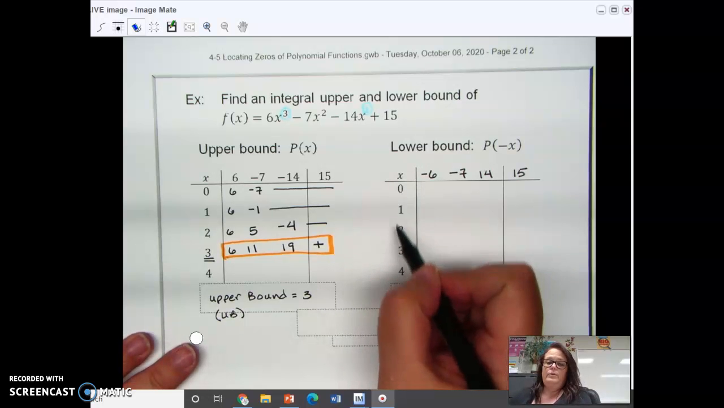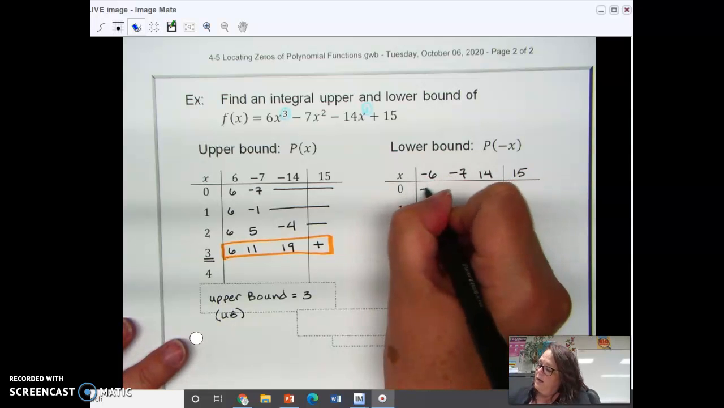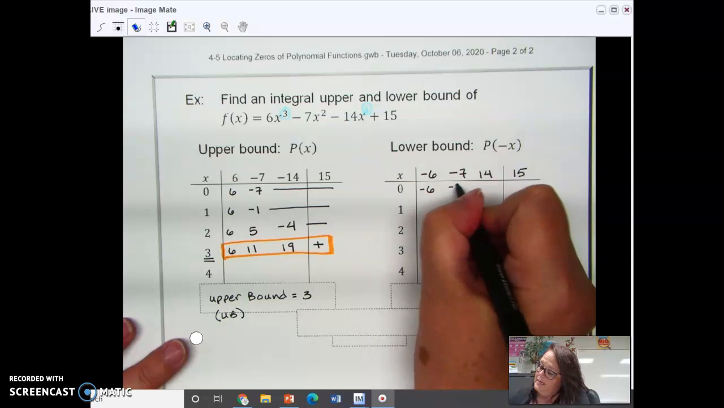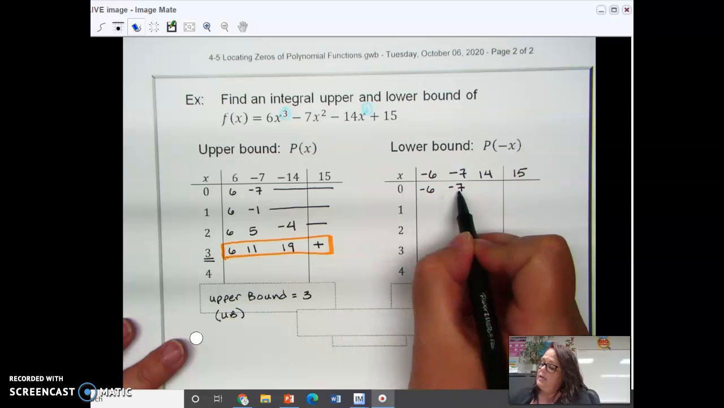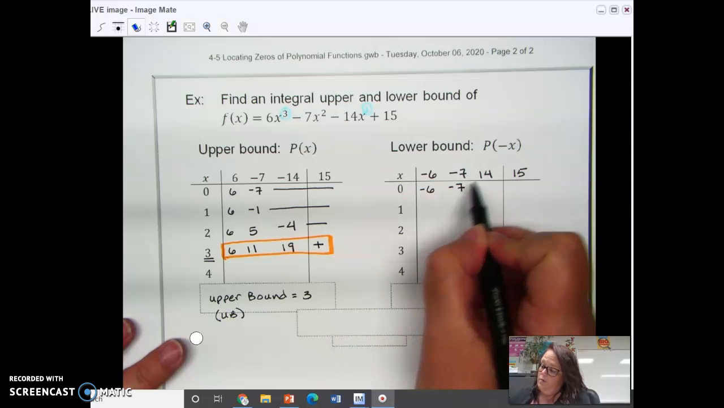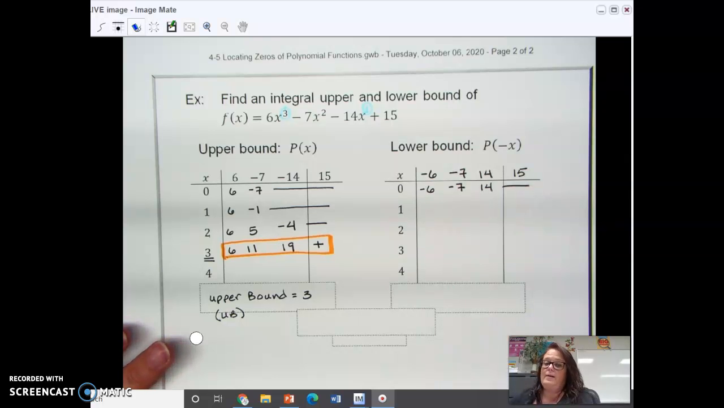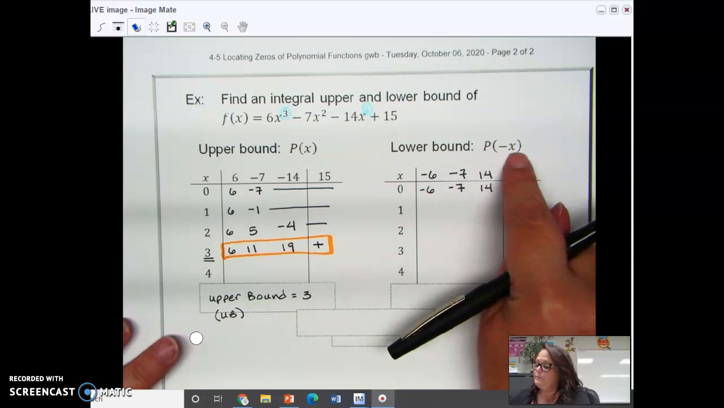So again, we're going to start with 0 and work our way up. We don't have any negative numbers in here. So we've got negative 6. 0 times negative 6 is 0, plus negative 7 is negative 7. So far, so good. 0 times negative 7 is 0, plus 14 is 14. So I got a sign change, so I'm done with that row. It is not the upper bound of this function here.